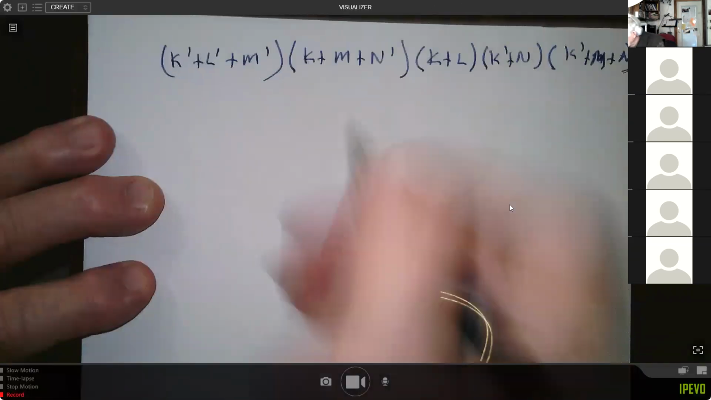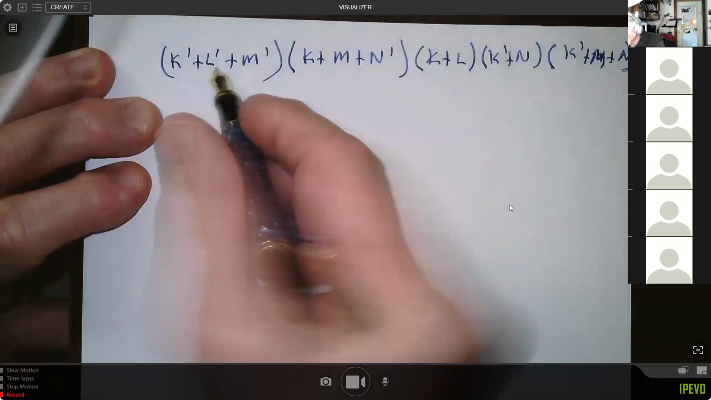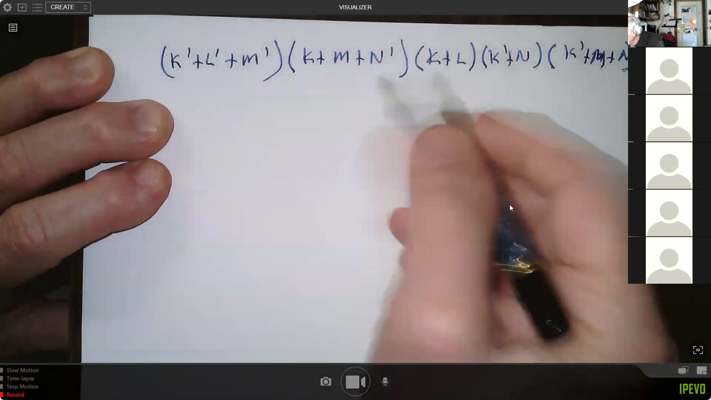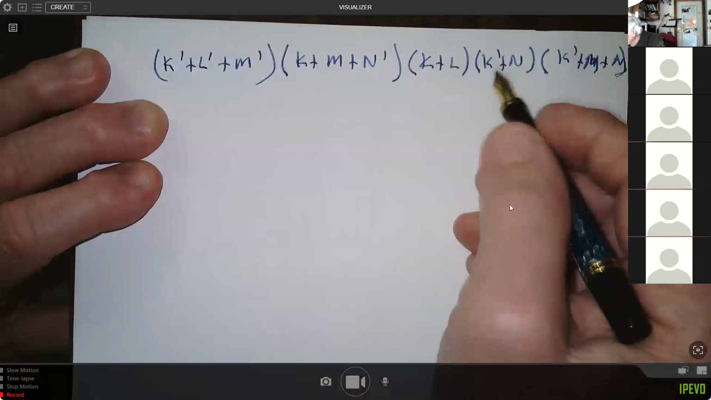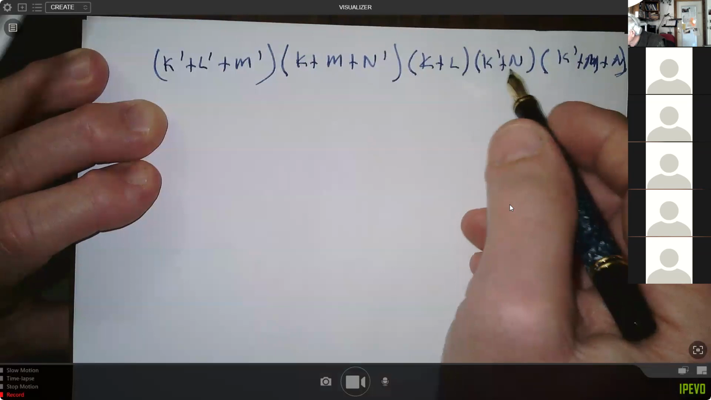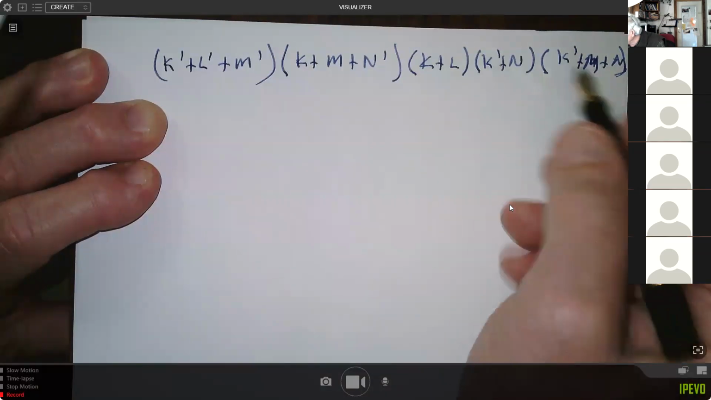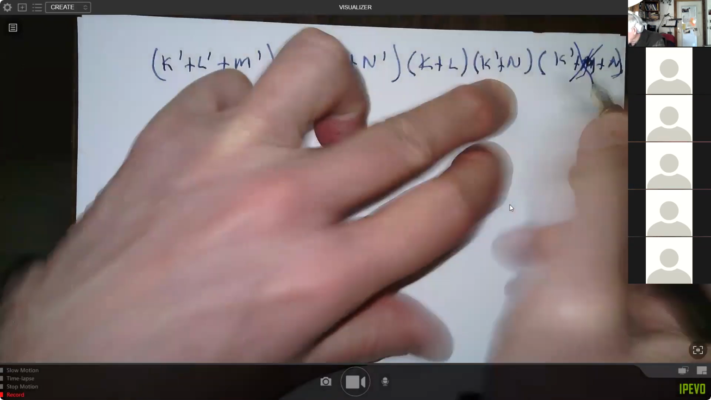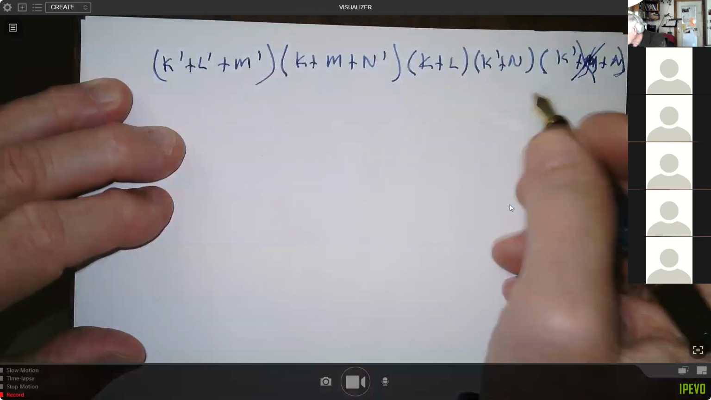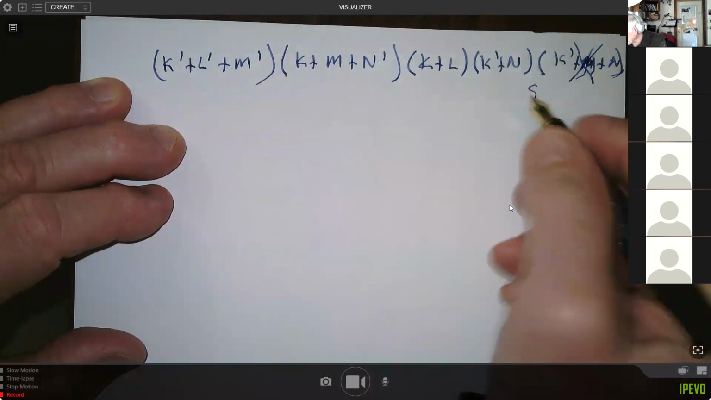All right, so now we look at this, K prime plus L prime plus M prime. And we had a K plus L, so we have a K and a K prime plus N and a K prime plus M plus N. So this term we can eliminate using our simplification 3 theorem, okay?